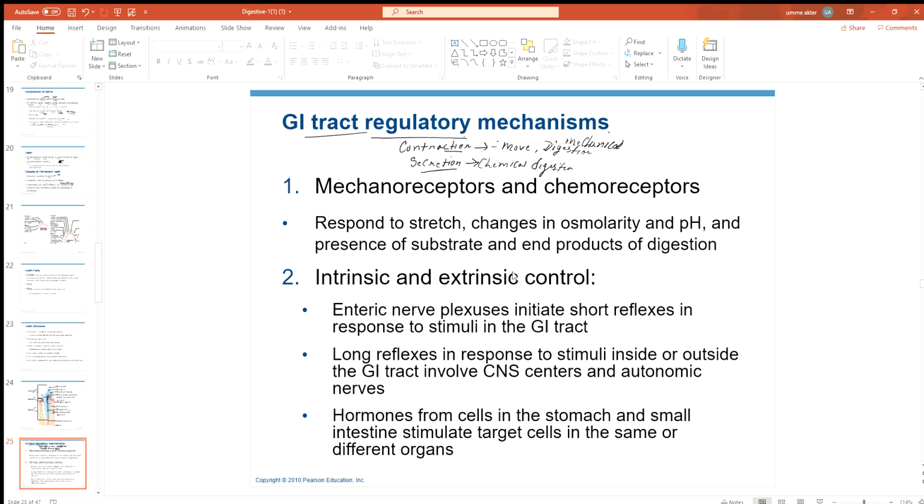Mechanical digestion, or breaking the food. So both should be regulated, right? Just think that if your stomach is empty, you don't need a lot of contraction, you don't need a lot of secretion, right? When the stomach is full, you need the contraction, you need more secretion, right? So that's why these things should be controlled or regulated.